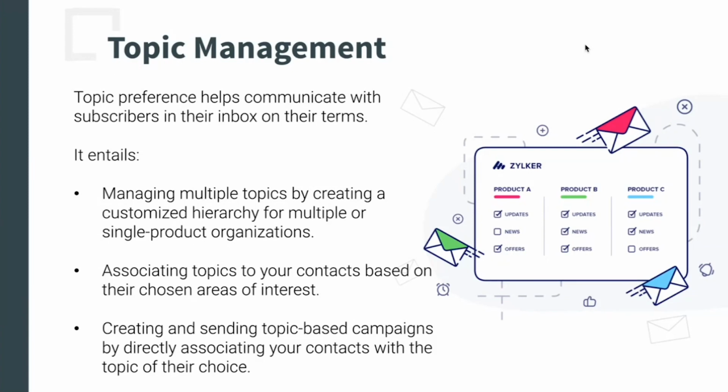Either you assign topics to the contacts, or your contacts get to choose the topics that they are interested in. So in Campaigns, it is done by creating a hierarchy, which I will explain in detail. And then you associate topics to your contacts, and while sending campaigns, you get to assign a topic to a given campaign. I'm going to explain all this in detail in the demo. This is just a walkthrough of what we are going to talk about in this webinar ahead.